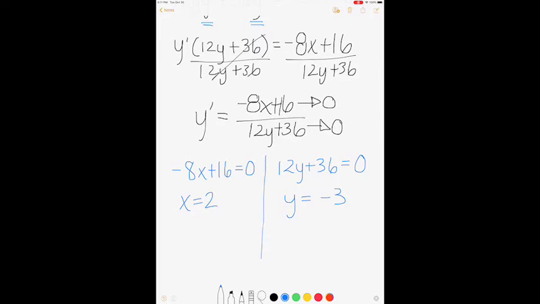All right, so be careful. These are 2 separate situations. I have the coordinates at 2 comma something, and then something comma negative 3. For each one of these, I have to separately go back and find the other coordinate to find the exact location if that's what I want. So let's do the horizontal tangent first. Let's go back to the original function and plug in 2 and figure out what the y coordinate is there.